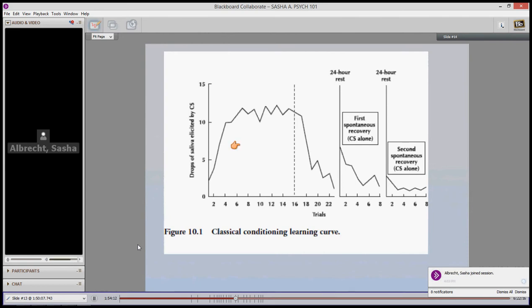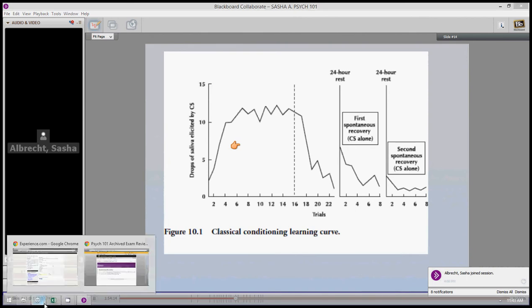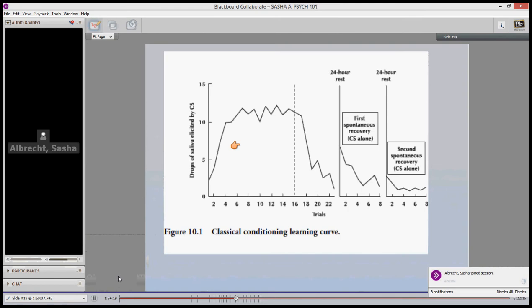Does anyone remember what we call this first phase where they're learning to pair the bell and the food, or whatever your unconditioned and conditioned stimuli are? Does anyone remember the name of that? Okay, doesn't look like it. That is called acquisition. That's when you're first pairing your conditioned stimulus and your unconditioned stimulus.